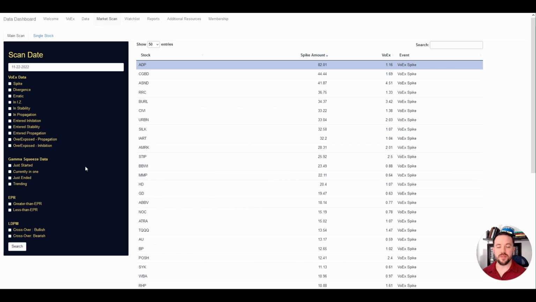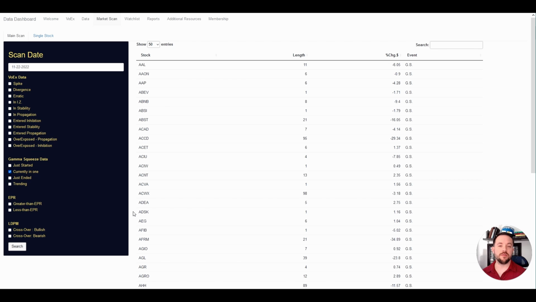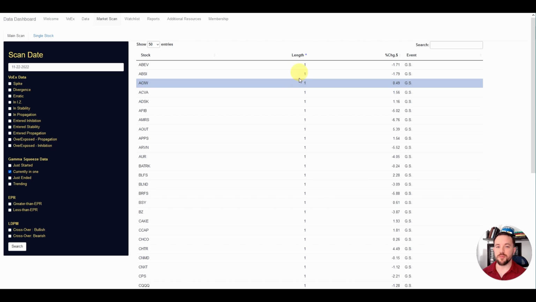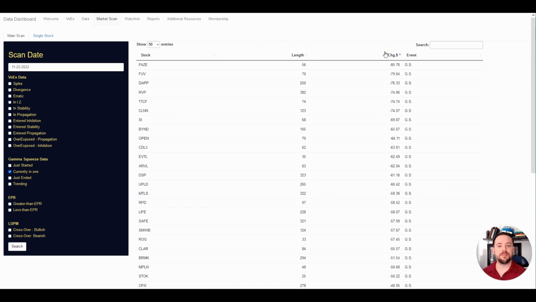Another selection that comes with additional information is in the Gamma Squeeze section. When we ask for all of the stocks that are currently in a Gamma Squeeze, we get 2 additional bits of information. We get the length that the stock has been in a Gamma Squeeze, which is the number of trading days, and we get the percent change in price since the stock started its Gamma Squeeze. So for instance, we see here that FaZe has been in a Gamma Squeeze for 56 days, and it has lost 85% of its value since starting the Gamma Squeeze.